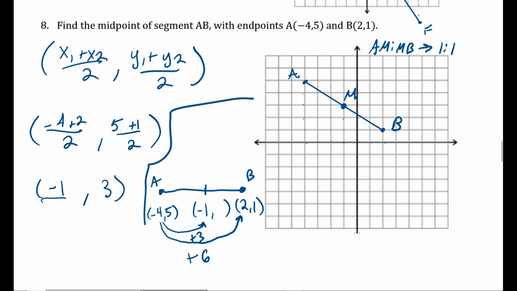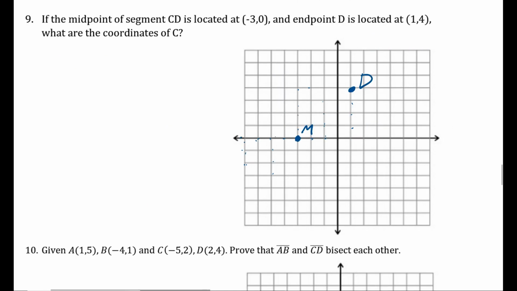And a similar argument for our y values. Between 1 and 5, we went up, oh no, excuse me, we went down 4 units. So half of that would be going down 2 units. So down 2 units from 5 would get me to 3. So that's another way you could think about getting the midpoint, depending on what information you're given.